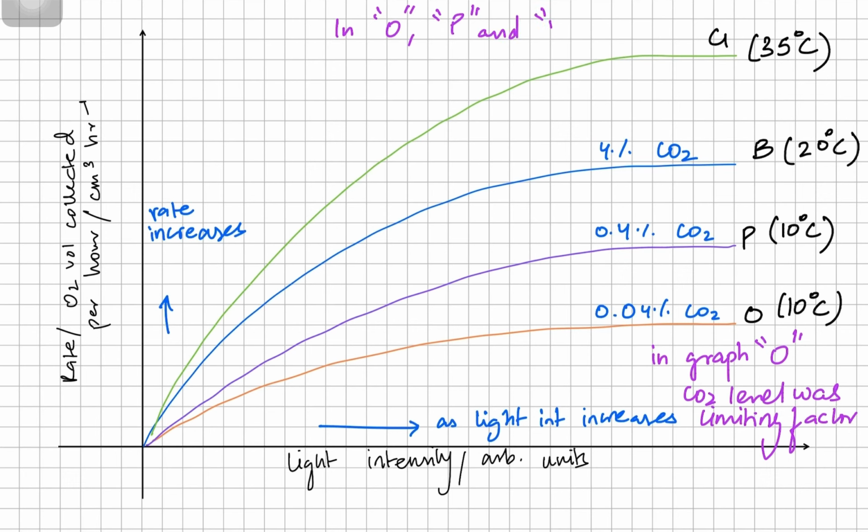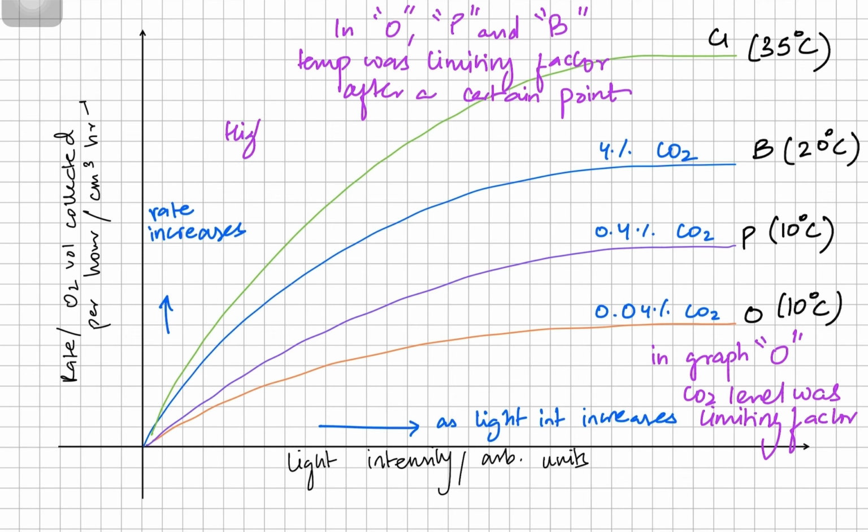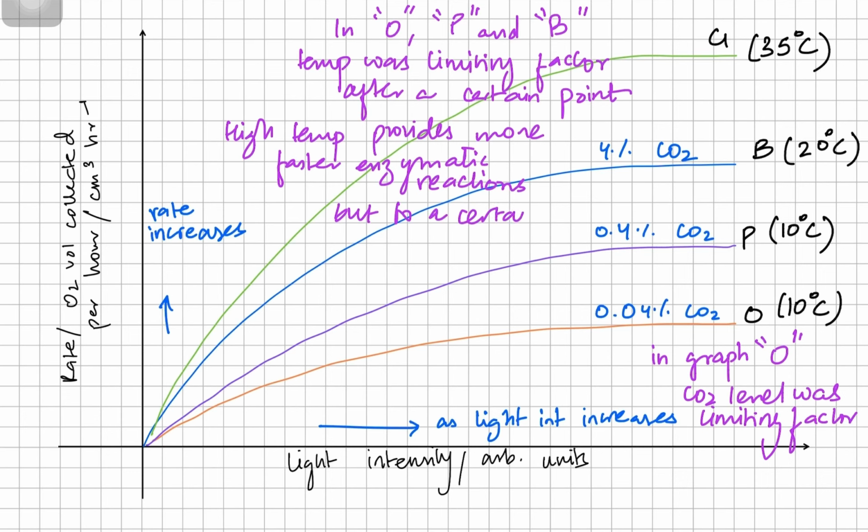In O, P and B, temperature was also a limiting factor after a certain point. So temperature is also a limiting factor. If you provide better temperature, you get better results. Higher temperature provides more faster enzymatic reaction because all these reactions are catalyzed by enzymes. So higher temperature is even better. But make sure that higher temperature has a limit of 37 degrees. It's better not to go beyond that.